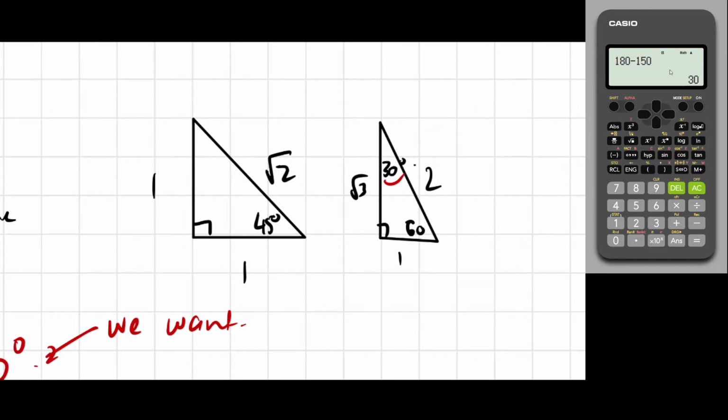Because I don't have a triangle that's 150 degrees. So I'm looking for this reference angle. So here's my 30 degrees here, okay? Now tan is opposite over adjacent. So 1 over root 3, or if you do the third simplification, root 3 over 3. Okay, so it's up to you which one you pick. Okay, but both of these answers are correct.